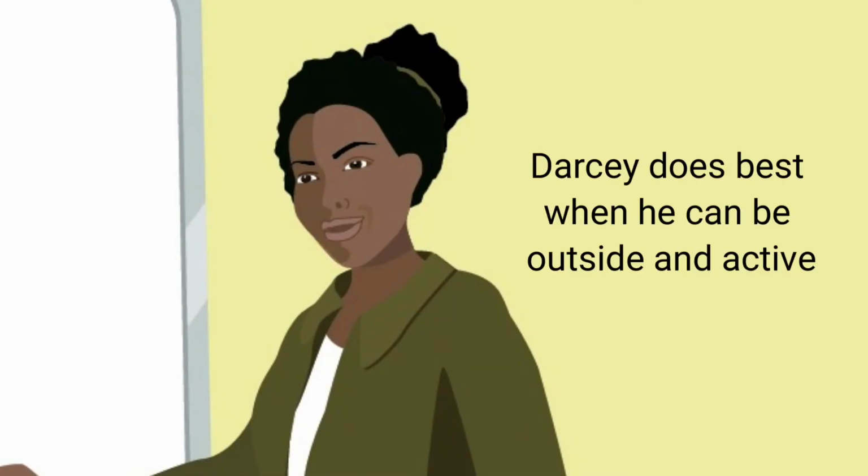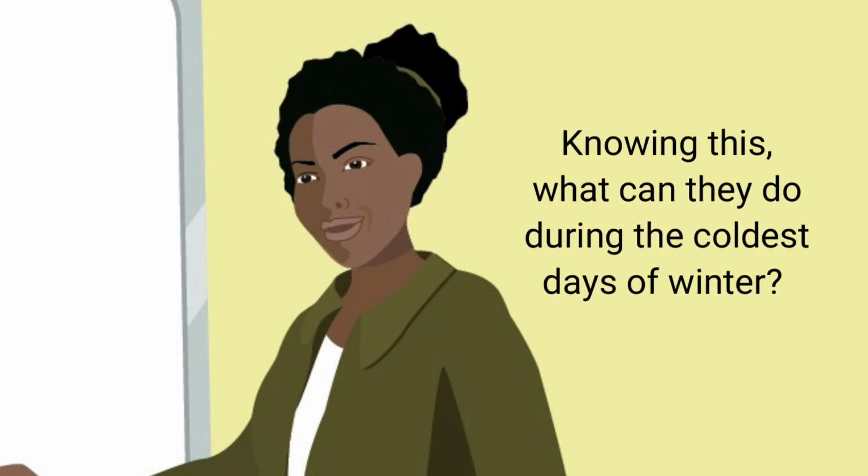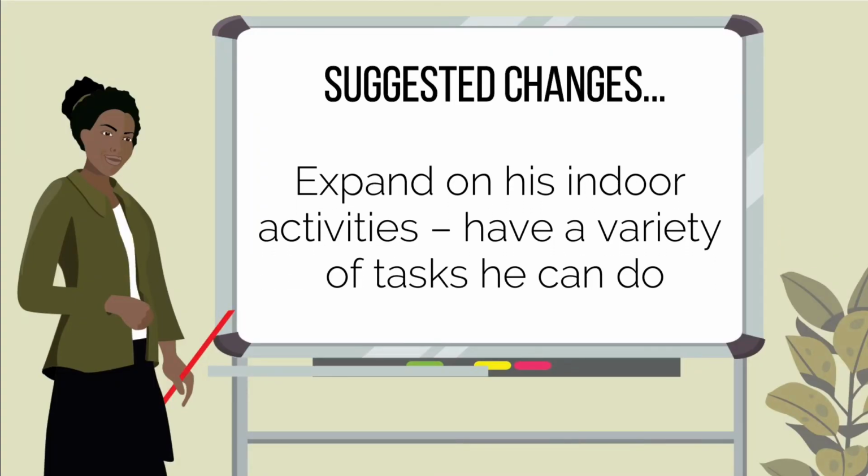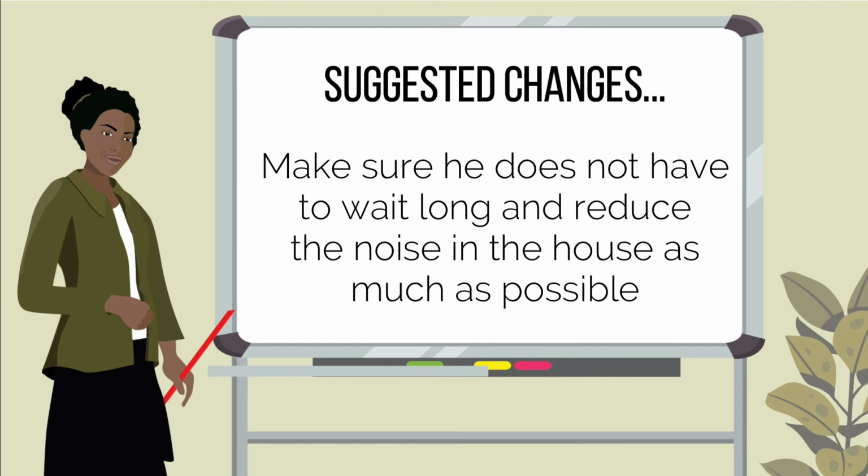Staff have learned that Darcy does best when he can be outside and active. Knowing this, what can they do during the coldest days of winter? Here are some suggested changes. Expand on his indoor activities. Have a variety of tasks he can do. Be prepared for him to move quickly from one thing to another, as he doesn't have the same attention span for these as he does for outdoor activities. Make sure he does not have to wait long, and reduce the noise in the house as much as possible.